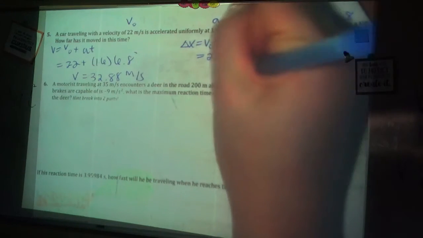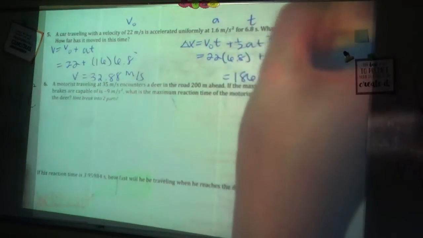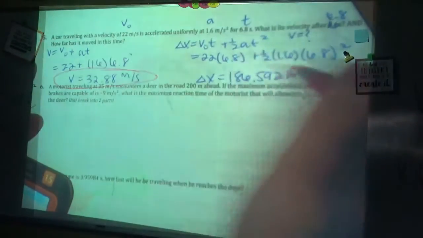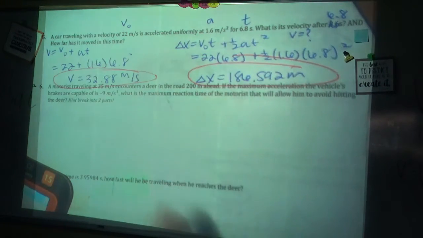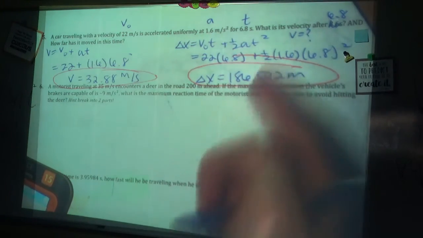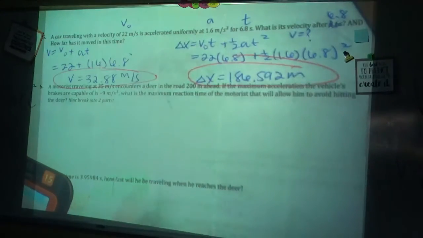You get 186.592 meters as your displacement. So that would be the velocity after and how far it travels in that time. For this one, you actually could use the last equation as well. It's the same thing, it's just a tiny bit more work to solve for delta x, whereas this is already solved.